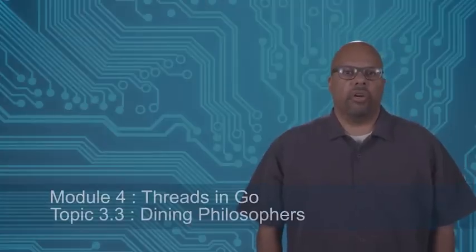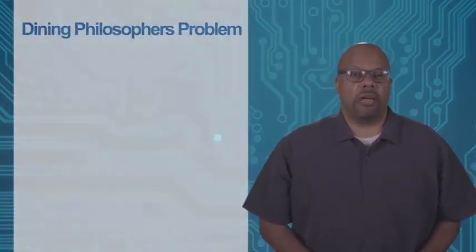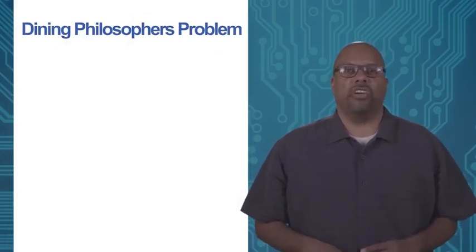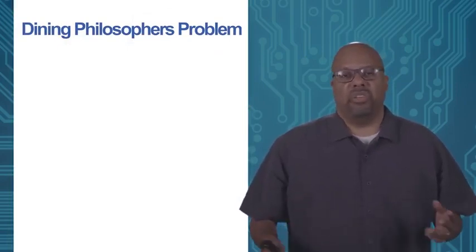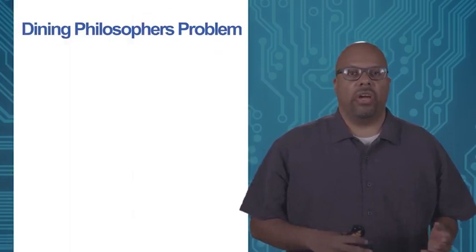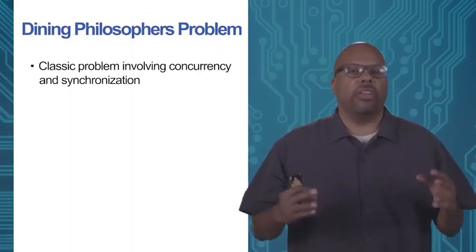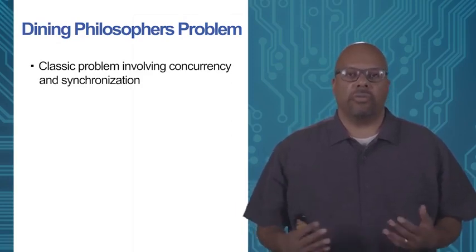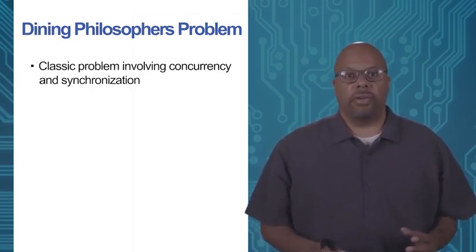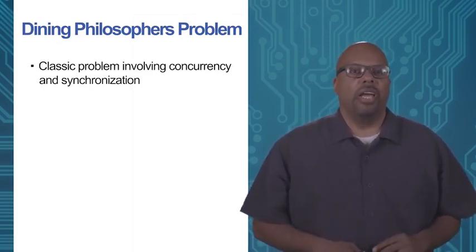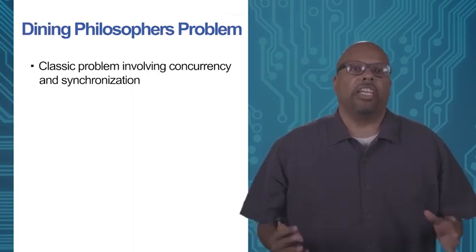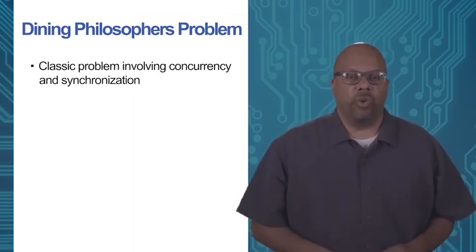Module 4, Threads in Go, Topic 3.3, Dining Philosophers. So now we're going to talk about the Dining Philosophers problem. This is one of these classic concurrency problems that people use to talk about synchronization and show the possibility of deadlock problems in synchronization. You always teach this when you talk about concurrency. So we're going to talk about it and show how deadlock can sneak up on you. You have to be careful to avoid it.